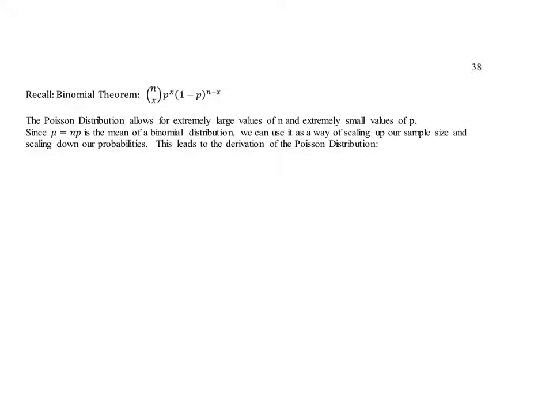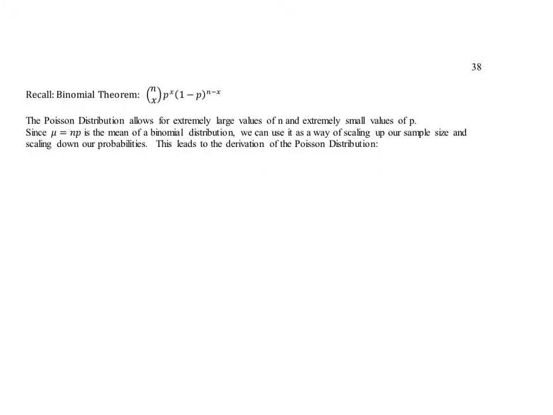All right, so I say recall because that's what every textbook in creation says when they want you to remember some important rule. The binomial theorem: nCx, a combination of n things taken x at a time, p to the x, 1 minus p to the n minus x power. The Poisson distribution allows for extremely large values of n and extremely small values of p.